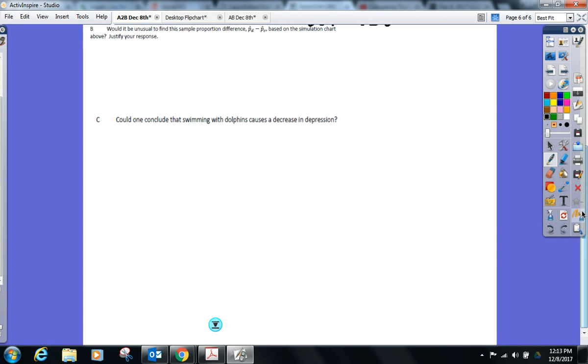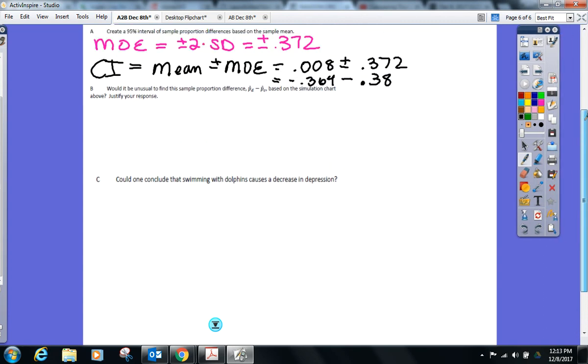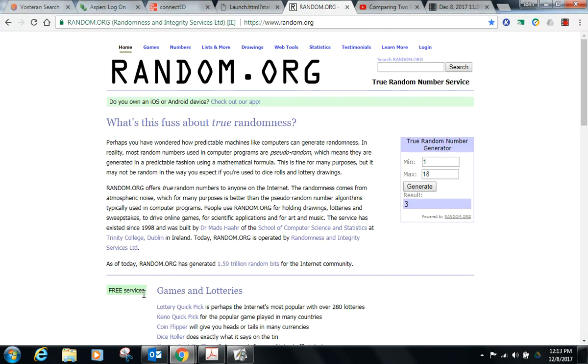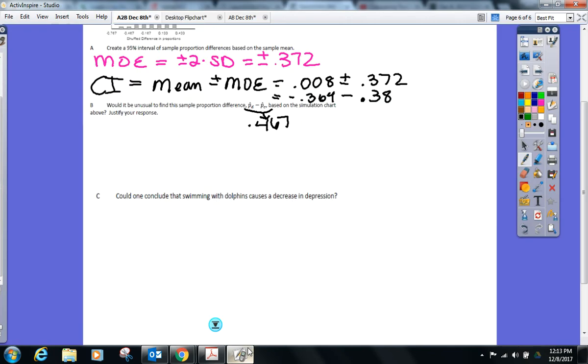All right, guys, let's finish this off strong. Would it be unusual to find the sample proportion difference? That's what we found on the first page was what? 0.467. That's our 0.467 based on the simulation chart above. Would it be unusual to find that number on the simulation chart above? 15, what do we think? Yeah, why? It's not even on the chart, right? Yeah, you're fine, Brian. So yes, it never appeared on the chart.